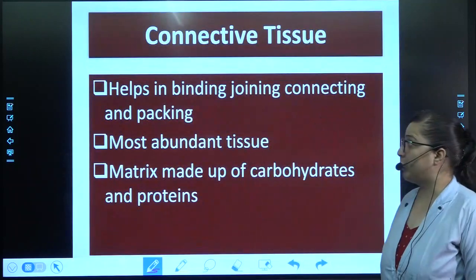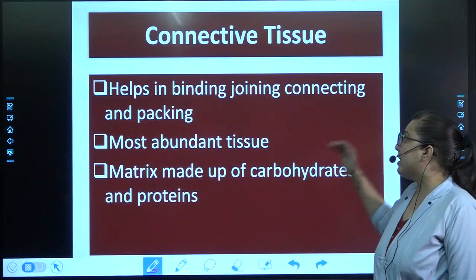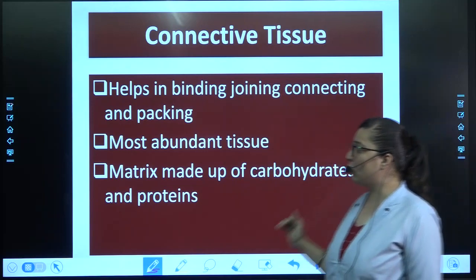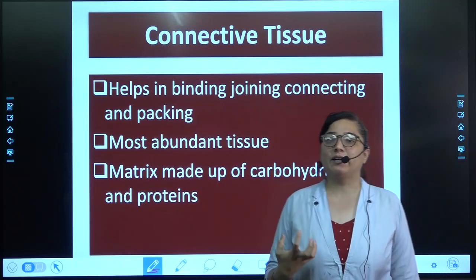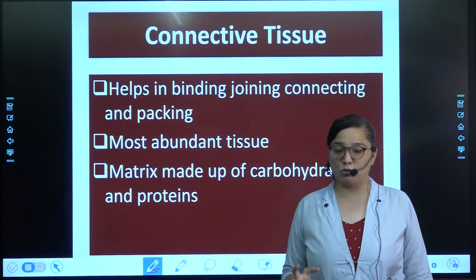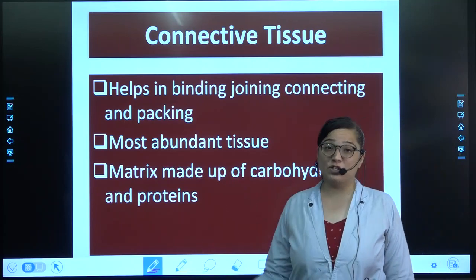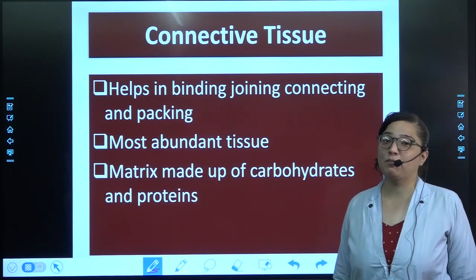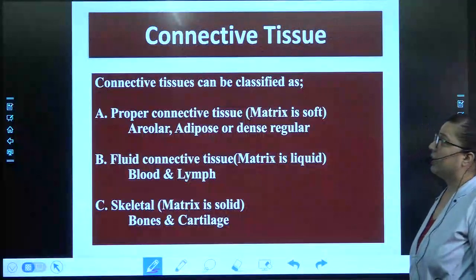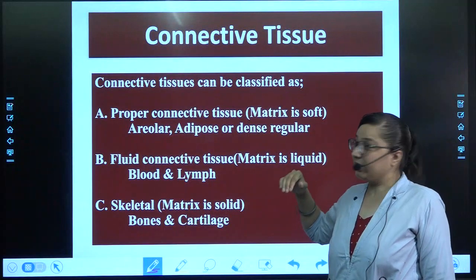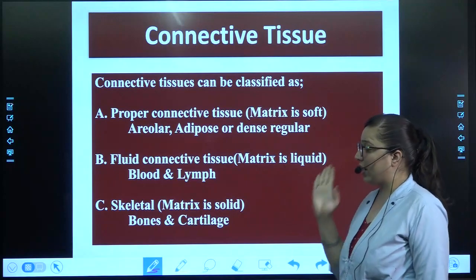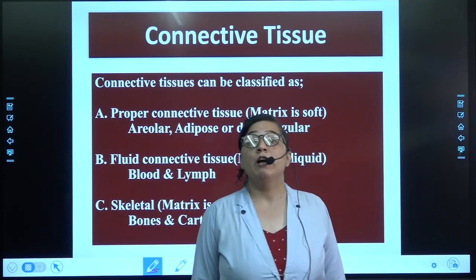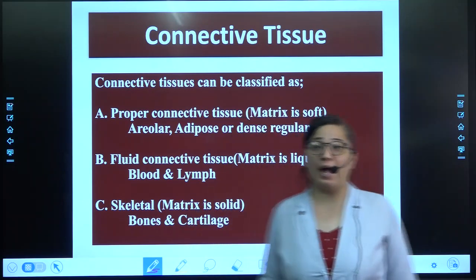Here it is. What is the basic function of connective tissue? It helps in binding, joining and packaging. It is the most abundant tissue that is ever found. Maximum proportion, the tissue which is found is connective tissue. What is its matrix made up of? Carbohydrates and proteins. Then next, they are classified into three types, that is proper connective tissue, which is areolar, adipose or reticular. If we talk about fluid connective tissue, then it is of two types, which is blood and lymph.